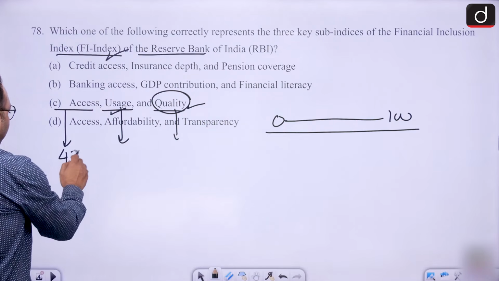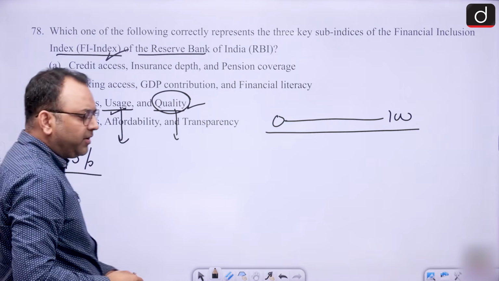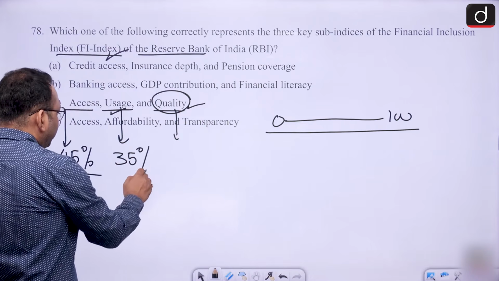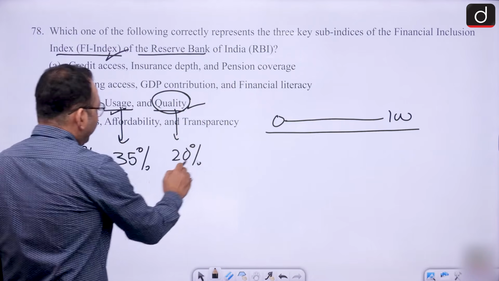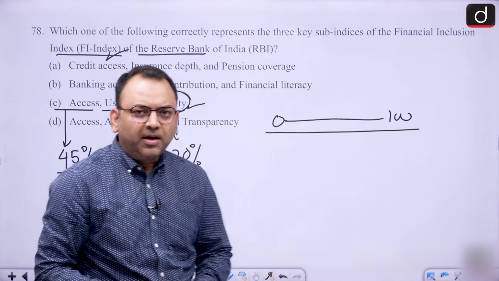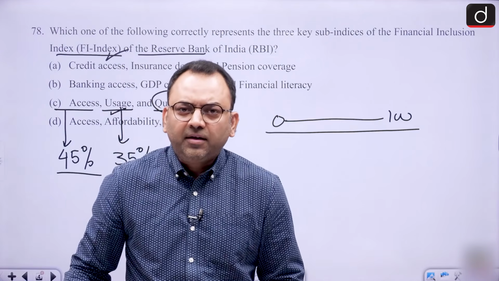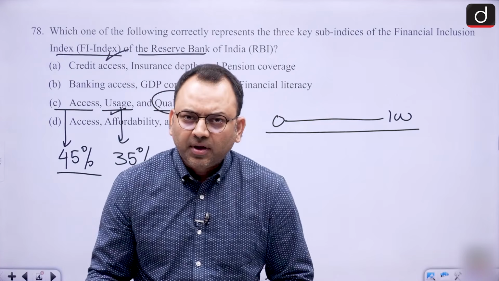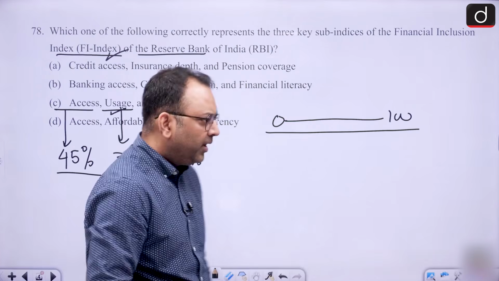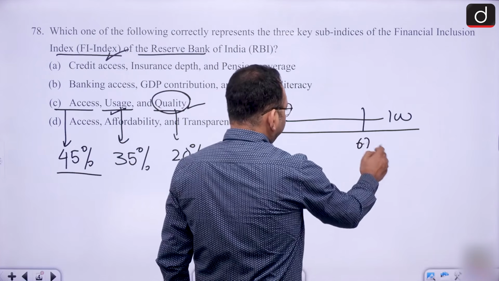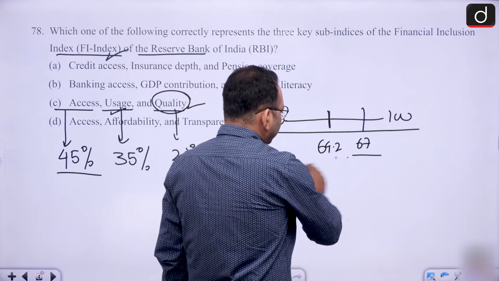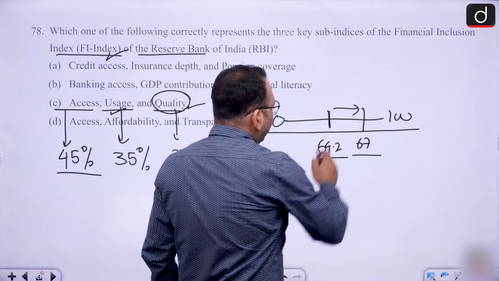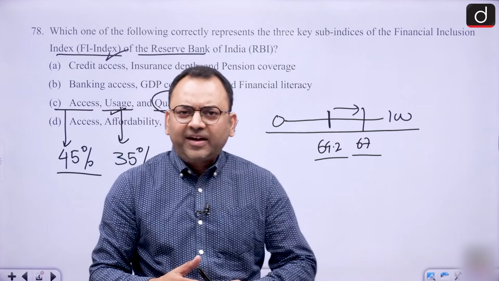Like access is very important, it is given a weightage of 45%. The second is the usage at a weight of 35%, and the third is the quality at the weight of 20%. So these three parameters come together to give you an index, and as the score increases, we can say we have more financial inclusion. In the latest report of 2025, we see a score of 67, which has increased from the previous score of say 64.2 something.